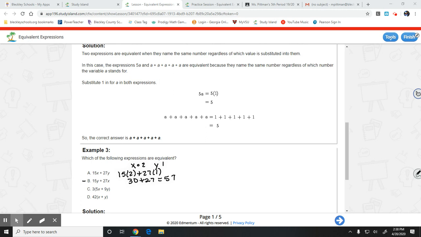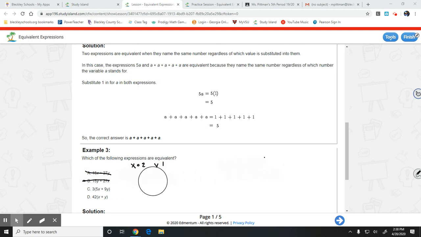All right, so let's plug it in here. Y is 1, so it's going to be 15 times 1 plus 27 times 2. 15 times 1 is 15. 27 times 2 is 54. When we add those together, we get 69. Do those two equal each other? They do not, so we can cancel those out.